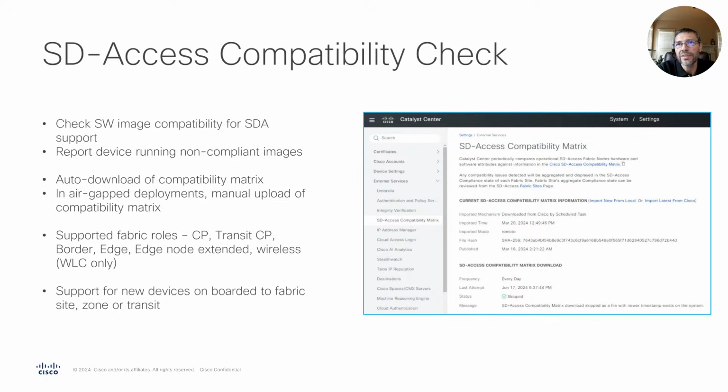The feature supports various fabric roles and checks new devices added to the fabric sites, zones, or transits. It helps our network administrators maintain SD-Access compatibility by identifying and reporting devices running non-compliant images. This proactive approach ensures smooth operation and prevents potential issues caused by incompatible software versions.